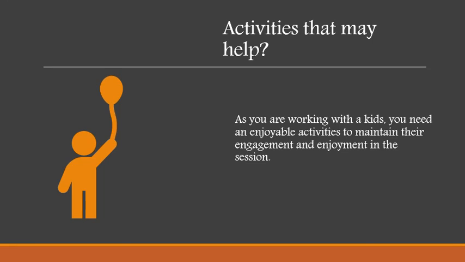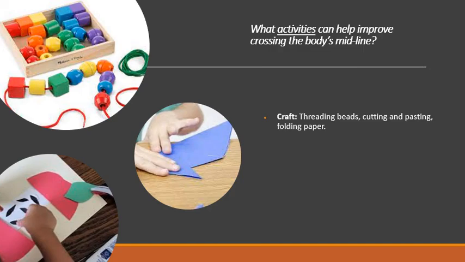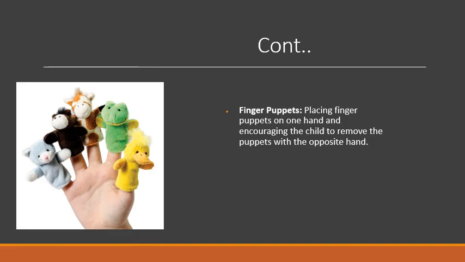Now, as you are working with the kids, you need enjoyable activities to maintain their engagement and enjoyment in the session. What activities can help improve crossing the body's midline? Let's start with crafting: threading beads, cutting and pasting, folding paper. Finger puppets: placing finger puppets on one hand and encouraging the child to remove the puppets with the opposite hand.